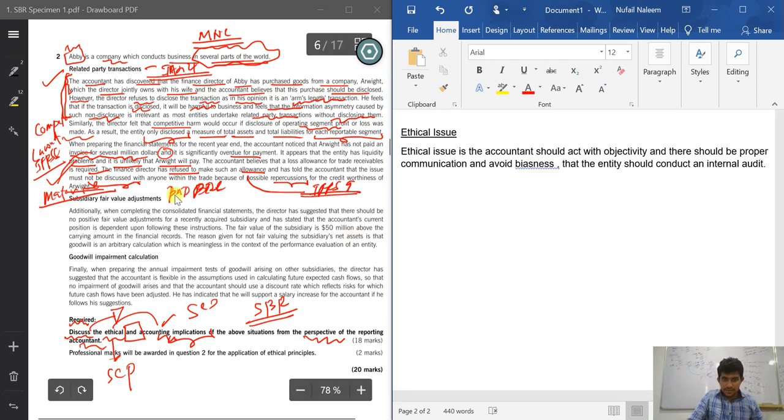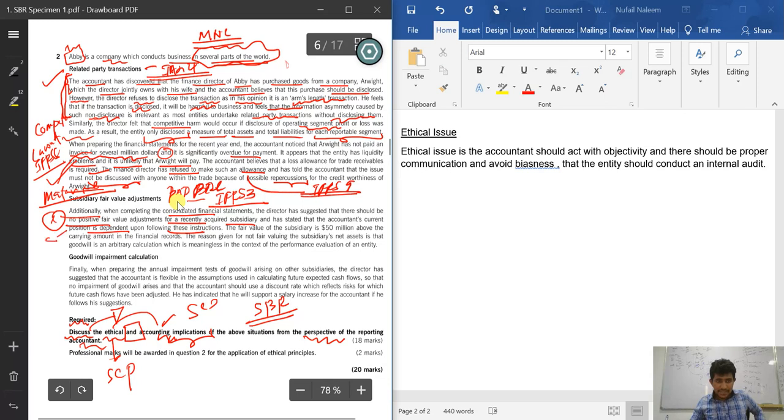So the next thing I'm going to do is the subsidiary fair value adjustment. Again, it's IFRS 3 business combination. Please keep that in mind. Additionally, when completing the consolidated financial statements, the director has suggested there should be no positive fair value adjustment for a recently acquired subsidiary. Is he correct? Again, he is wrong. The director is wrong and has stated that the accountant's current position is dependent upon following this. So I can say he is threatening him, and this is known as an intimidation threat. The fair value of the subsidiary is 50 million above the carrying amount in the financial statements.